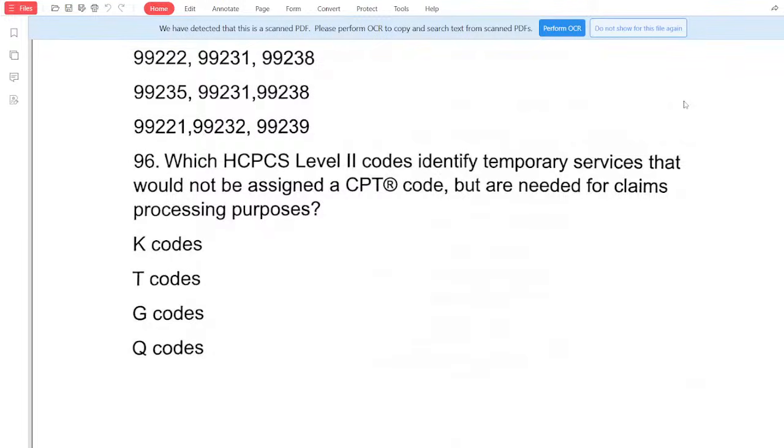Yes, Agash, Q codes is the correct answer. It is for temporary codes. Not only Q, but also G is there, C is there, S is there. Okay, so based on our options, Q code is the temporary service.